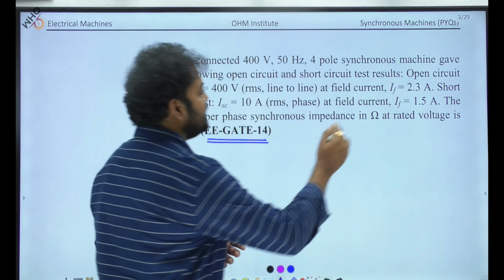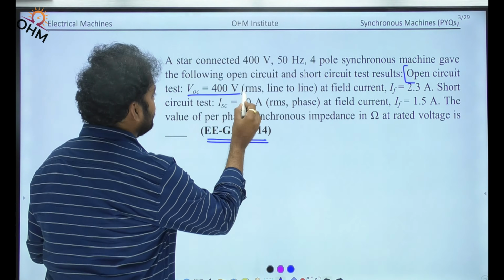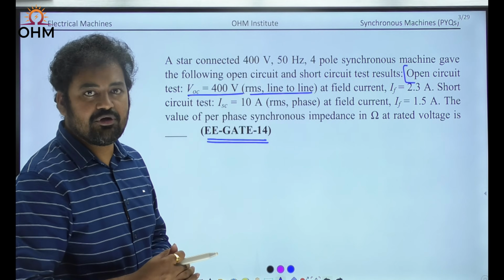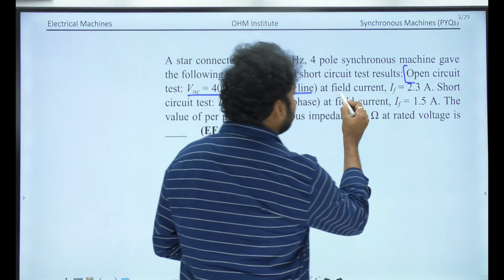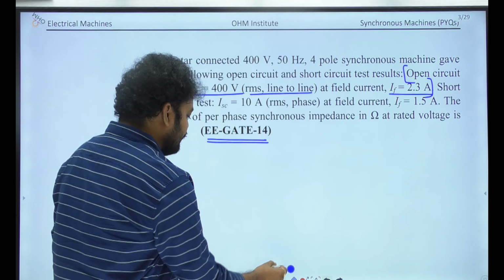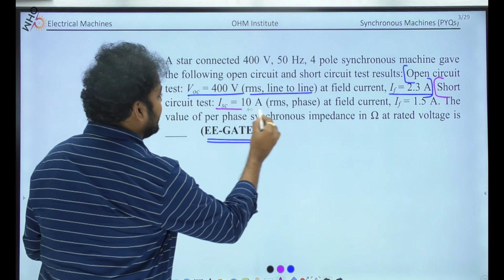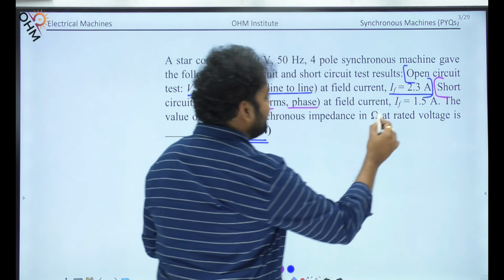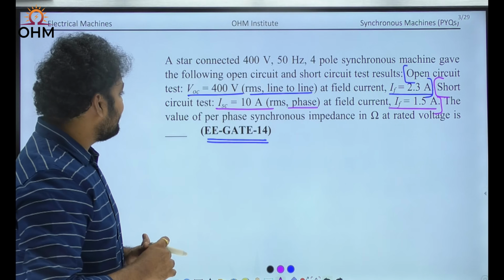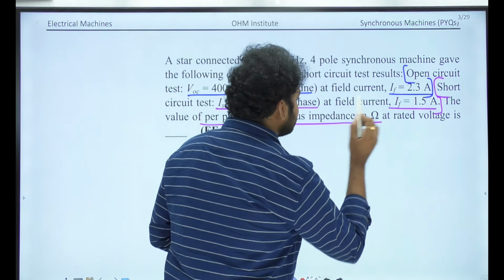If you read the problem, here the open circuit test data starts. Open circuit test, VOC is equal to 400 volt line to line value. Even if it is not mentioned, by default the given voltage is always the line value. Field current is 2.3 ampere. This is the open circuit test data. Then we have the short circuit test data: short circuit test current 10 ampere phase current and field current 1.5 ampere. Now the question is the value of per phase synchronous impedance in ohm. We are asked to calculate the per phase synchronous impedance value.